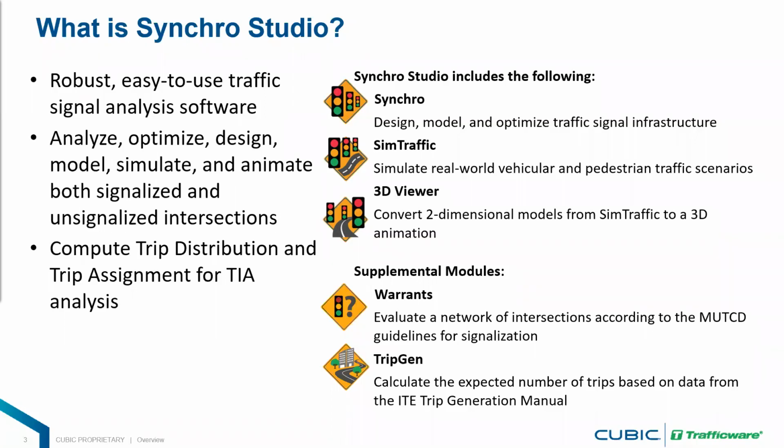Warrants allows you to evaluate a network of intersections according to the MUTCD guidelines for signalization. Our latest version of Warrants also supports all-way stop control intersections. TripGen helps you to calculate the expected number of trips based on the data from the ITE Trip Generation Manual. The latest version of TripGen supports the latest version of the ITE Trip Generation Manual, which is version 10.